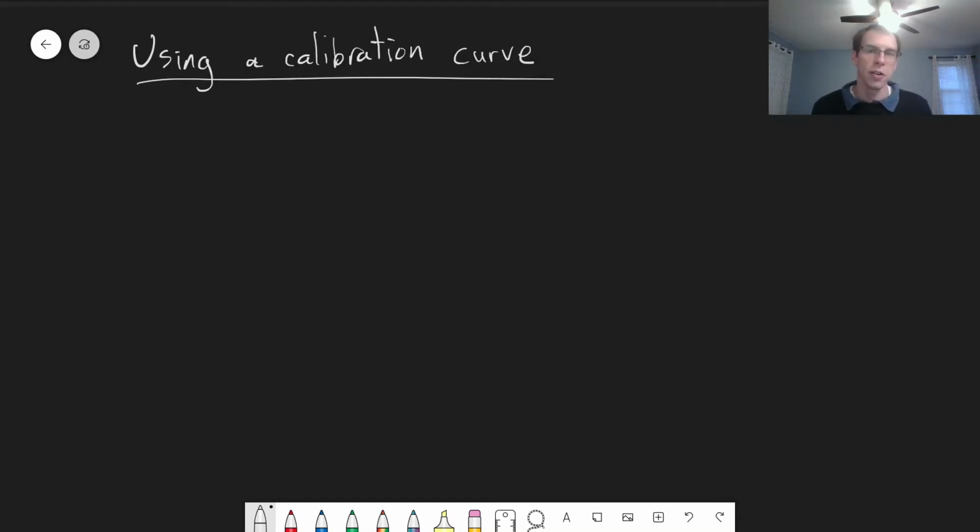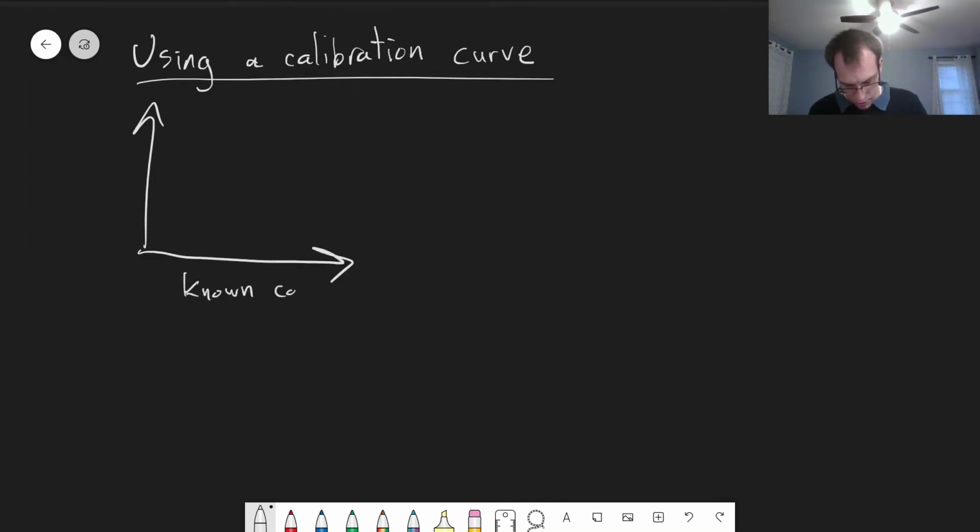Once we can do a linear fit, we want to be able to use this calibration curve and also understand the uncertainties in values we derive from the calibration curve and how to find those. So again, what we are doing here, just as a reminder, is in the calibration curve we have known concentrations.